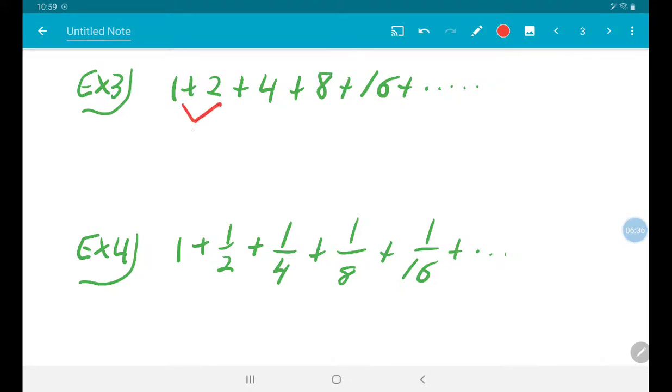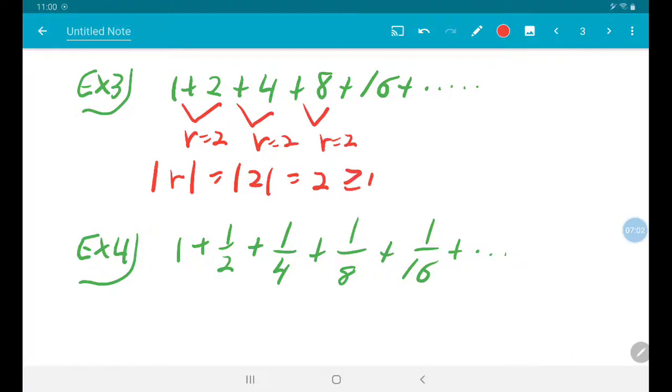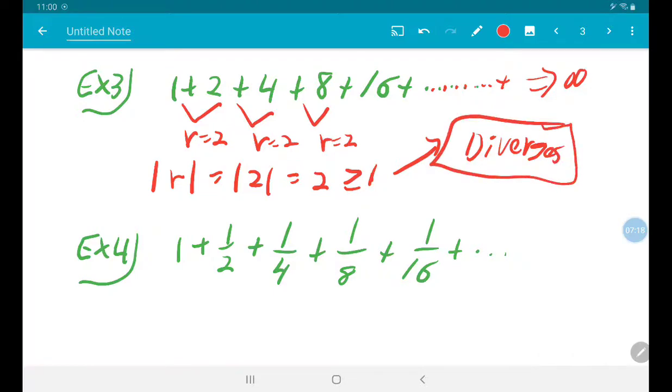Here, again, I have a geometric series. And to get from term to term, I multiply by 2. So I have a geometric series of ratio 2. Again, according to our geometric series test, I want to find the absolute value of the ratio, which is the absolute value of 2, which is 2, which is greater than or equal to 1, which means I'm going to keep adding bigger and bigger numbers of consequence. It's going to get infinitely large, which means the series diverges.